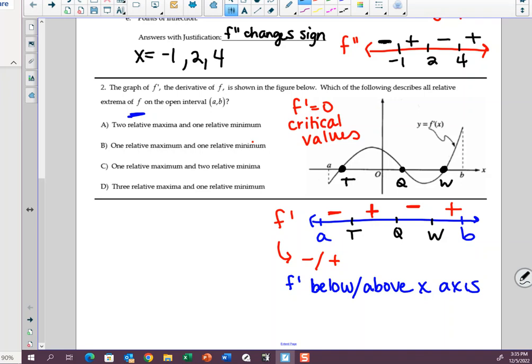Once I get that number line, I can think about my behaviors. Decreasing to increasing makes there a minimum at t. Increasing to decreasing makes a max at q. And then decreasing and increasing again makes a min at w. So 2 mins and a max. That's answer C.